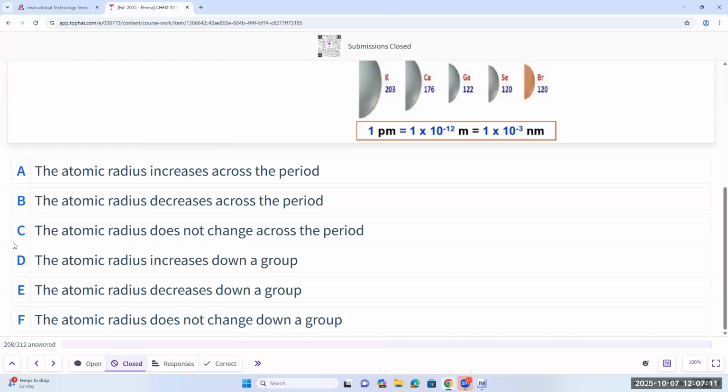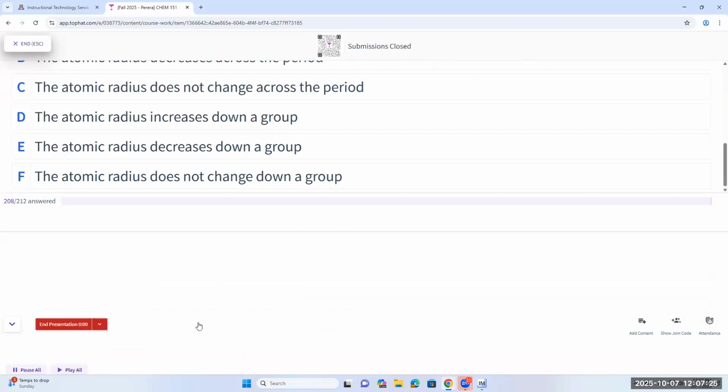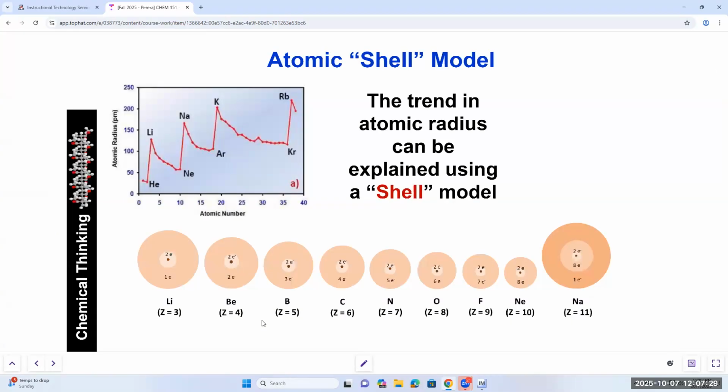Now, we know whenever we are asked to explain something, we are using a model. That's what we do as scientists. So here's the model we can use to explain this. We call this the shell model of the atom, or atomic shell model.